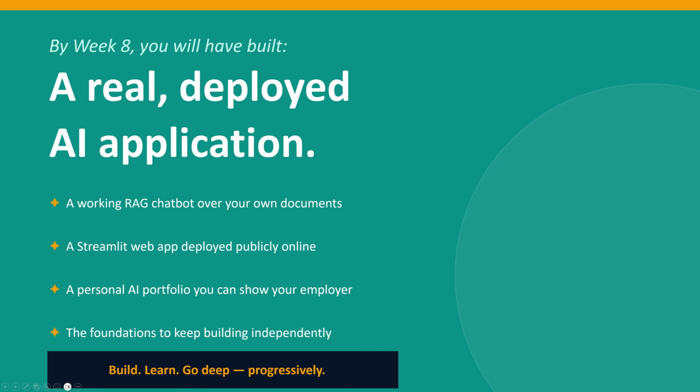Final outcome. Let's finish with an important question. What will you have by the end of 8 weeks? You will have a working RAG chatbot built on your own documentation, a deployed Streamlit web application, a personal AI portfolio project, and the confidence to continue building AI solutions independently. This course is designed to help professionals move from simply consuming AI tools to actually building AI solutions.